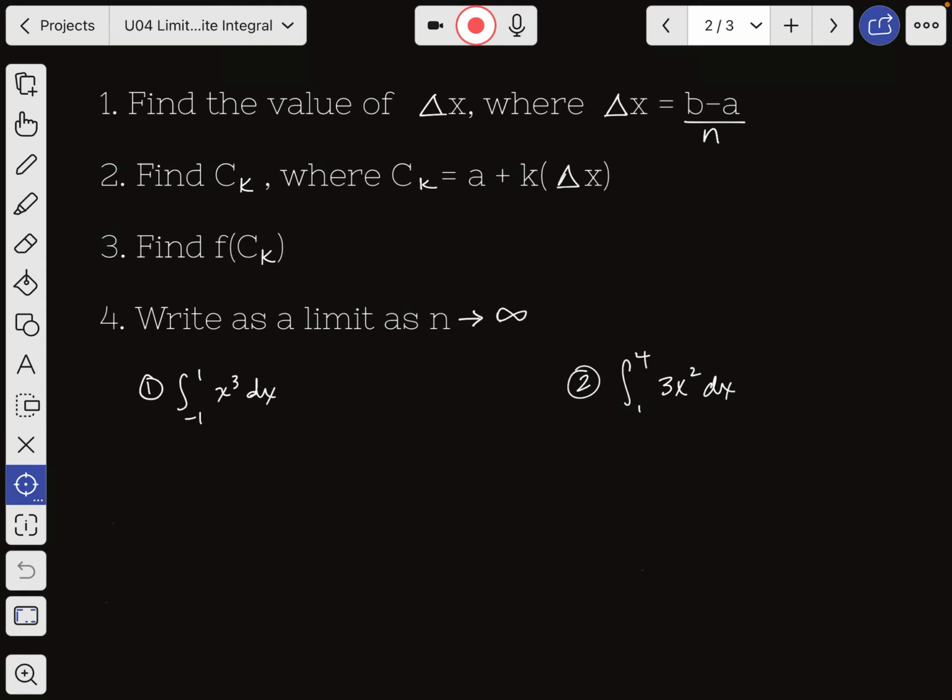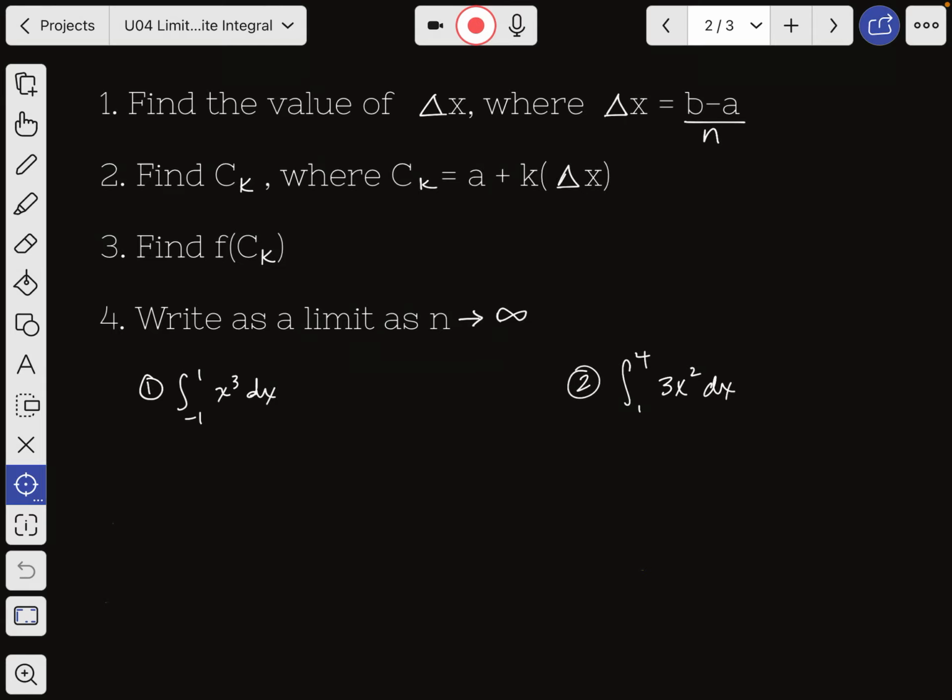Step 2 says find c sub k, where c sub k is equal to the lower limit plus k, and k determines which rectangle you're calculating, times delta x. Step 3 says find f of c sub k. This is going to be the function evaluated at c sub k, and this is the height of the rectangle that you're calculating. And then the last step is to write as a limit as n approaches infinity.